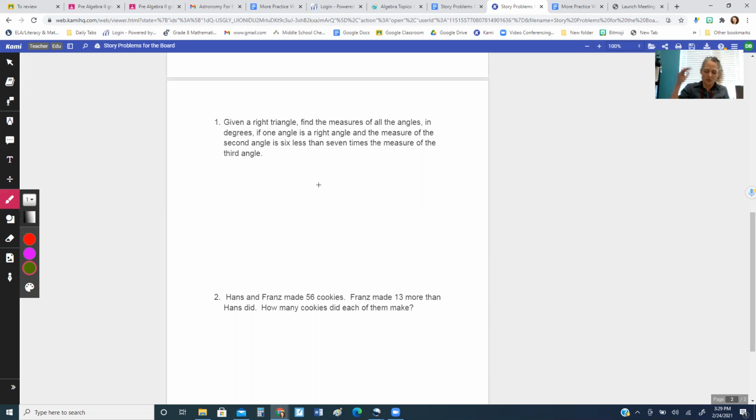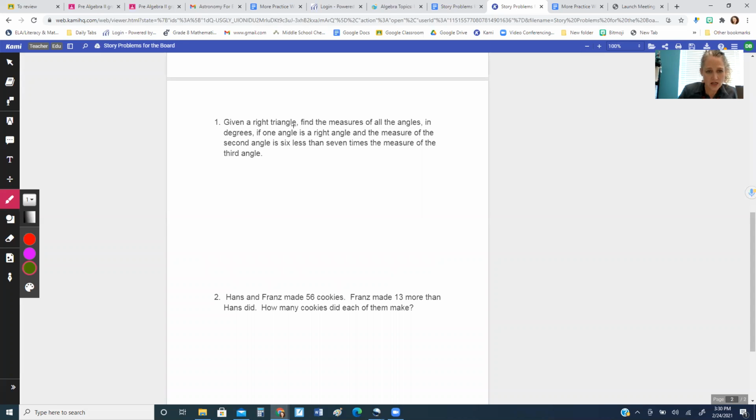So story problems, you read them and you're like, oh, you read this. Given a right triangle, find the measures of all the angles in degrees. If one angle is a right angle and the measure of the second angle is 6 less than 7 times the measure of the third angle, and you're like, right? Because there's so much, and you're like, okay, I can't do this. You just got to take it one step at a time. Okay.